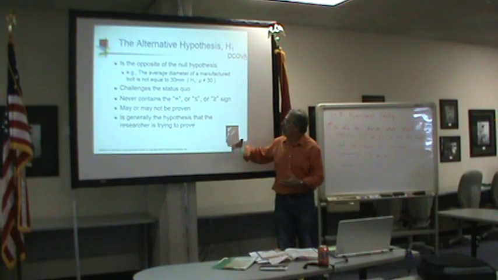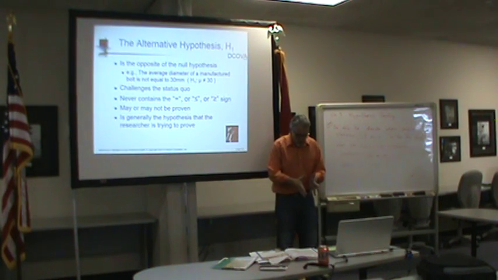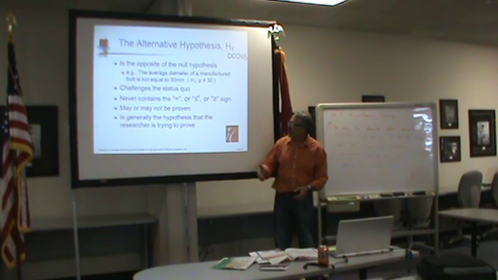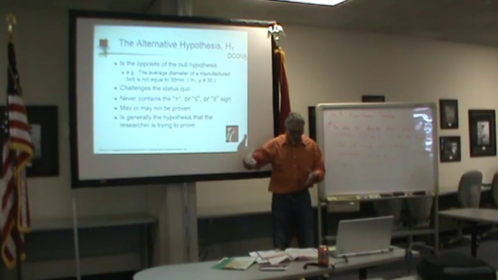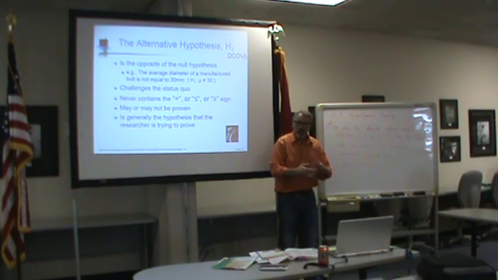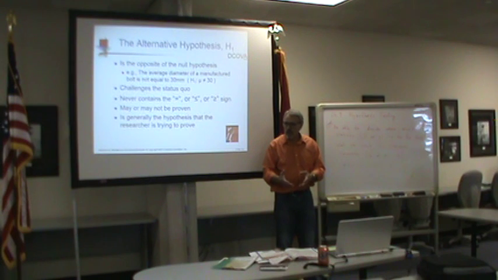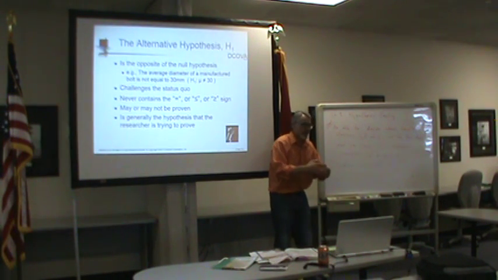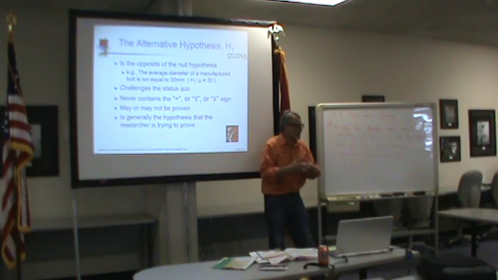So for example, in the bolt question, our H0 is, is our mean diameter 30 millimeters? Well, we're going to take a sample and it's not going to be 30. And so the alternative hypothesis is, well, is it not 30? And that's what we are kind of trying to show. Because if we show that it's not 30, then we've got to do something. Well, we know it's not going to be 30. I don't mean that. We know it's not going to be 30 when you take a sample. Obviously, it's not going to be exactly 30.